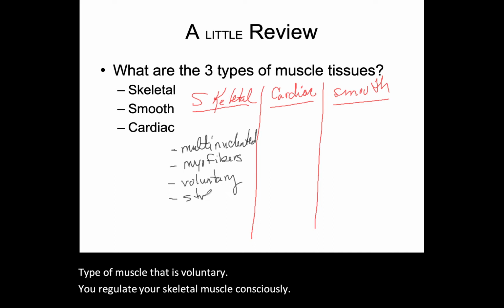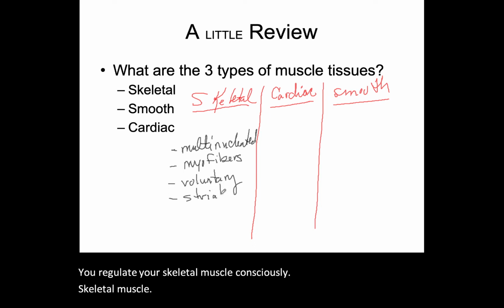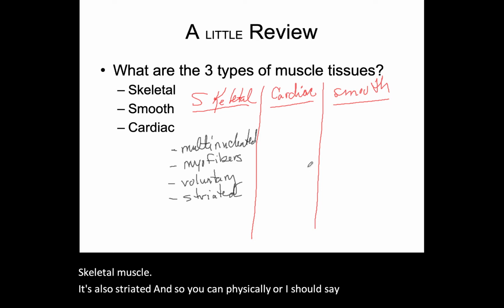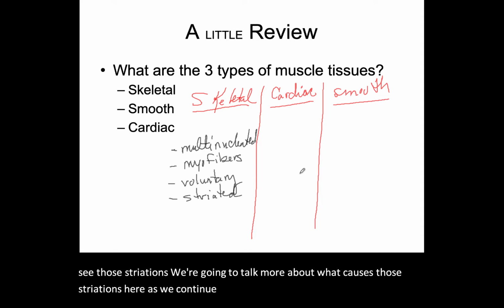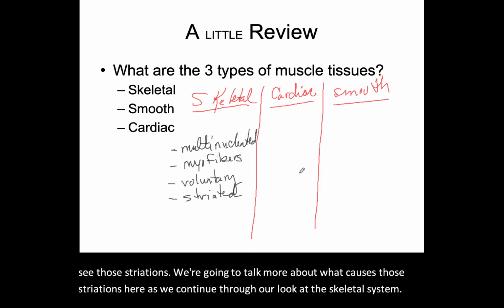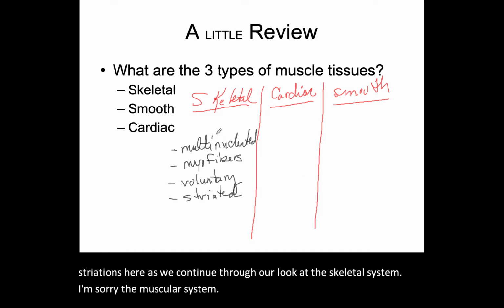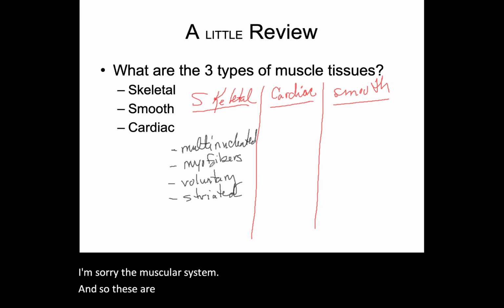Skeletal muscle is also striated, and so you can visually see those striations. We're going to talk more about what causes those striations as we continue through our look at the muscular system. All right, so these are your basic characteristics of skeletal muscle.